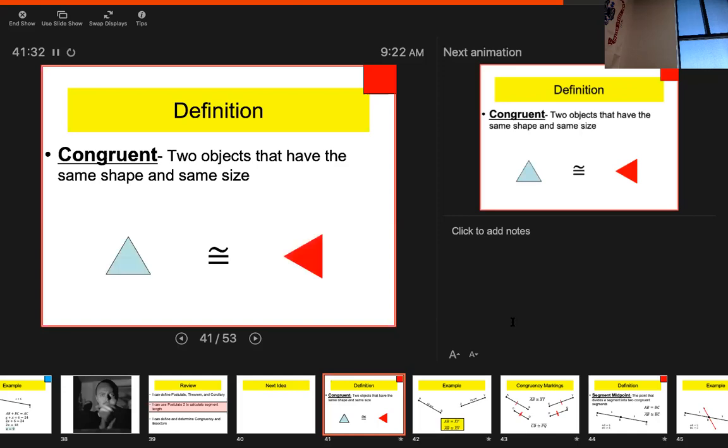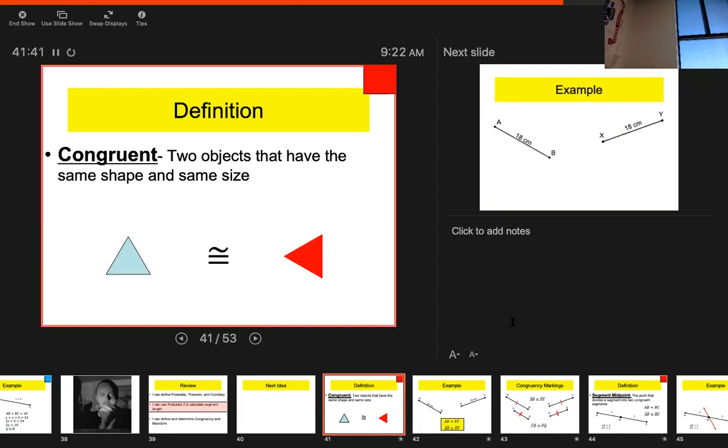So if you need an example, here are two triangles that I literally just copied. I made one red, one in blue. When two shapes have the same shape and the same size, we can put that symbol between them. Doesn't say that they're equal. It says their sizes are equal. But it says that they are alike each other.